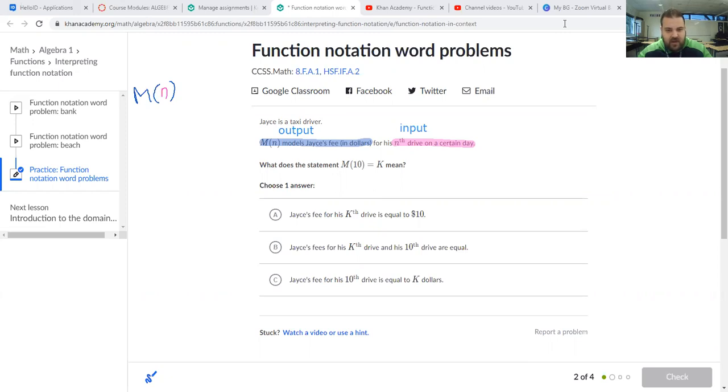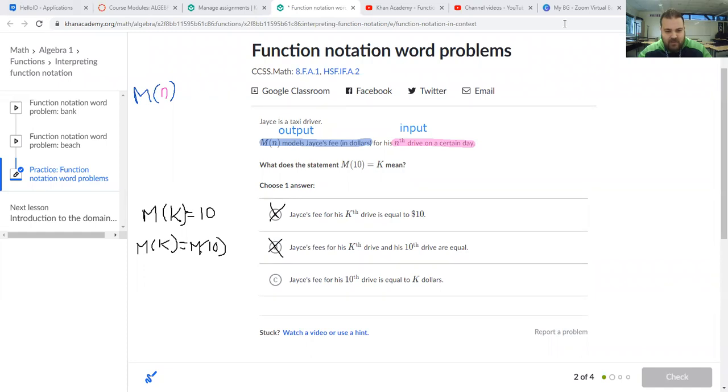That's wrong. What they're trying to say there would be M of K equals 10. Saying that on his input value, K, on his Kth drive, it's $10. That's wrong, because we're looking for the 10th drive. Jace's fees for his Kth drive and his 10th drive are equal. That's also wrong. What they're saying there is M of K is equivalent to M of 10. That's something different than what was up there in our problem.